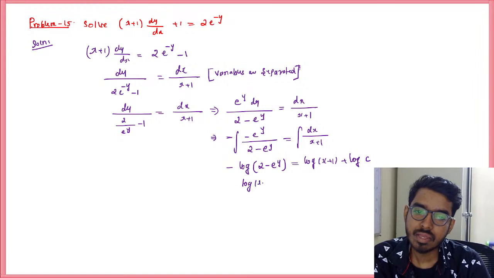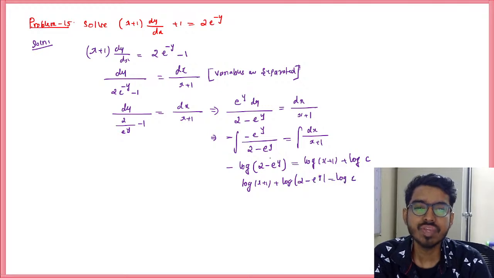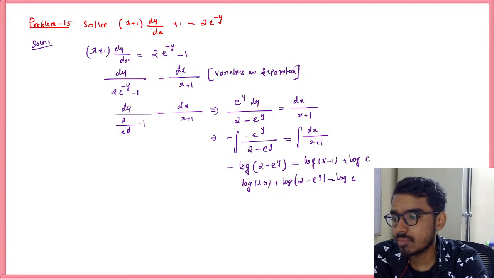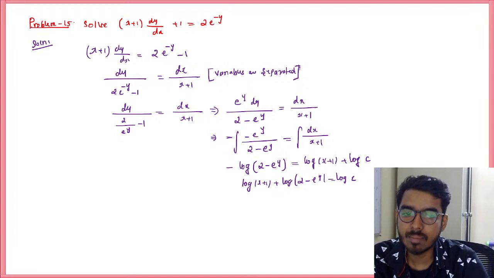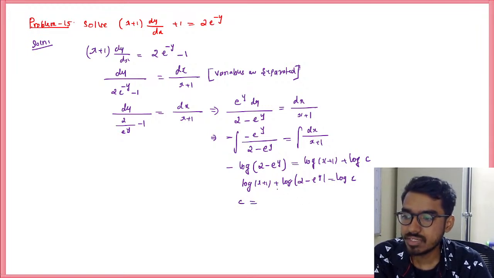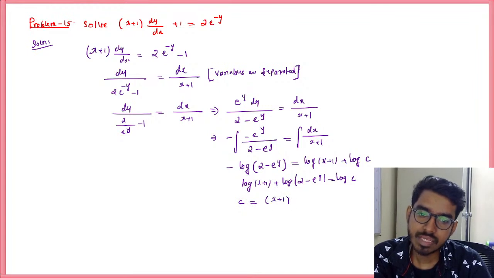So therefore, we will have log(x + 1) plus log(2 - e^y) is equal to log c. So even though we have minus log c, since it's a constant, no problem, right? And we know log a plus log b is log ab, and this log will get cancelled. So we have c is equal to (x + 1)(2 - e^y).